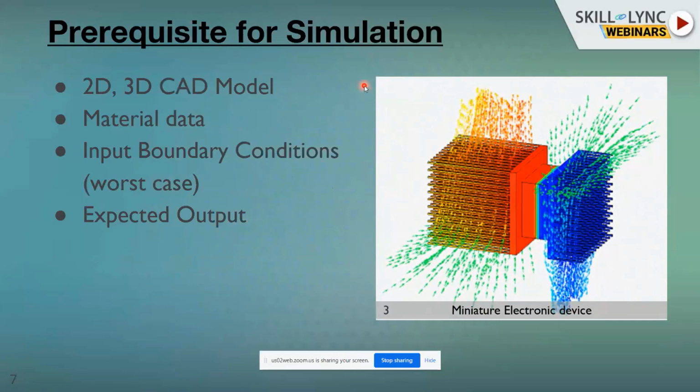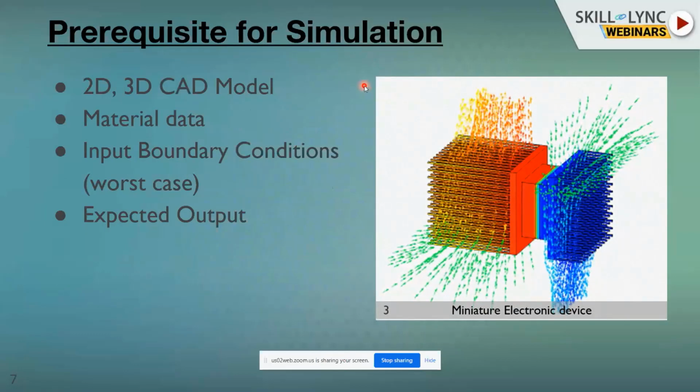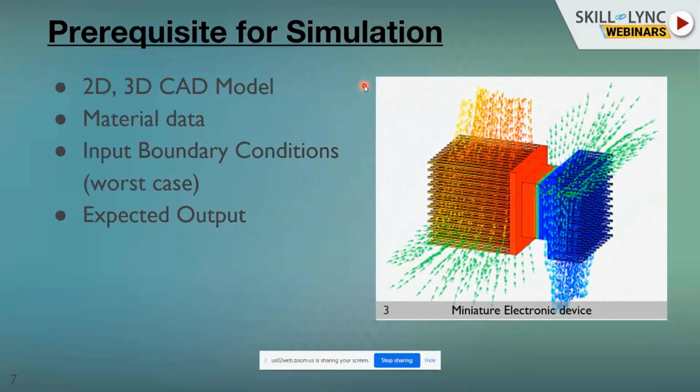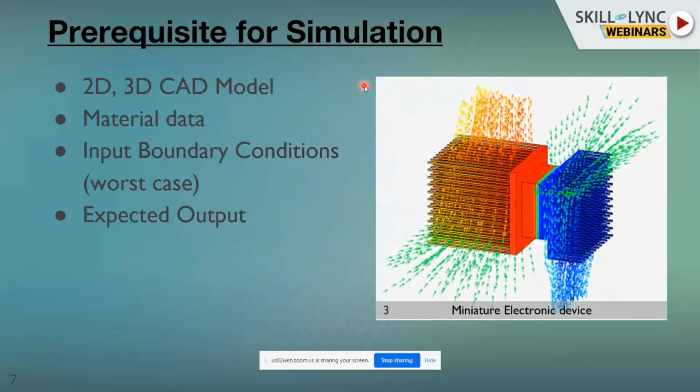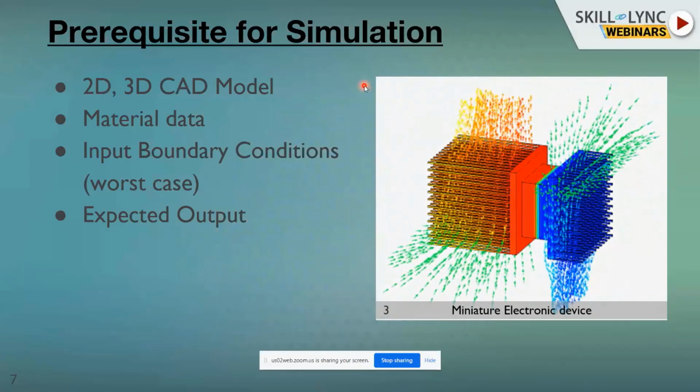What is the prerequisite for simulation? Whenever we do simulation, we have some requirements. We already discussed, we have around 6 to 7 requirements. Is that requirement good enough?